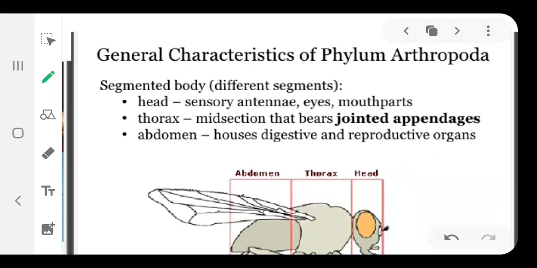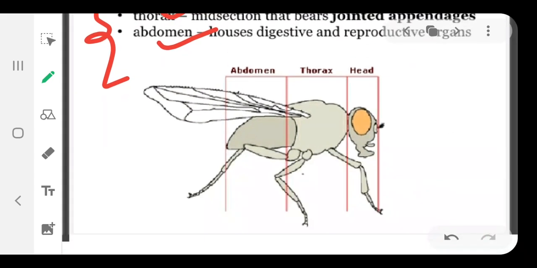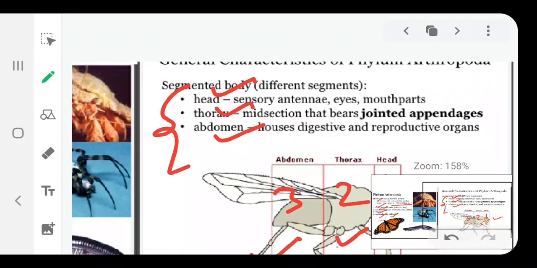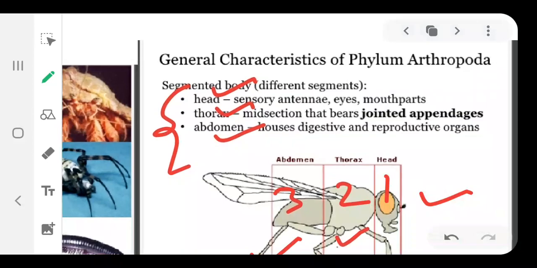So number one, you can see the body is divided into three parts: head, thorax and abdomen. You can see in this diagram the body has three parts, 1, 2 and 3. The first part consists of the head, then the thorax and then the abdomen. Okay, and only these three parts you should be knowing. That is enough for your class: head, thorax and abdomen. Then in the midsection, in the thorax, they have joint appendages. Okay, that joins the various pods, you can call it, in this phyla called Arthropoda.